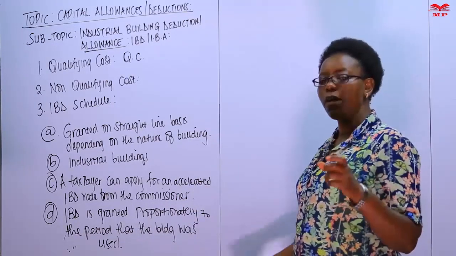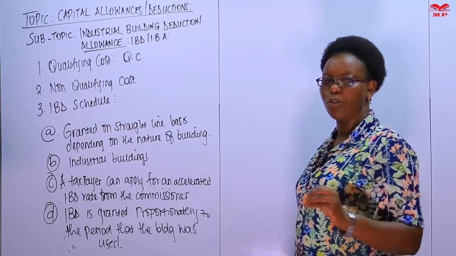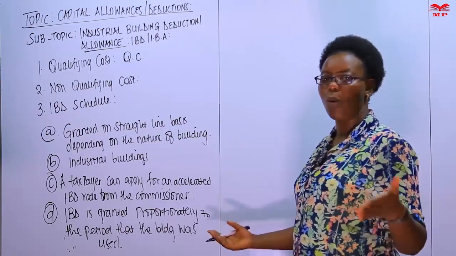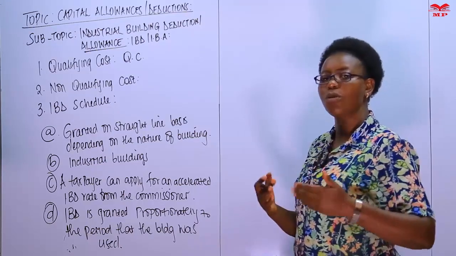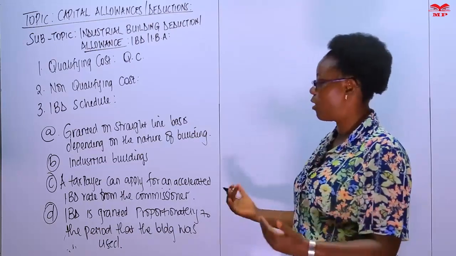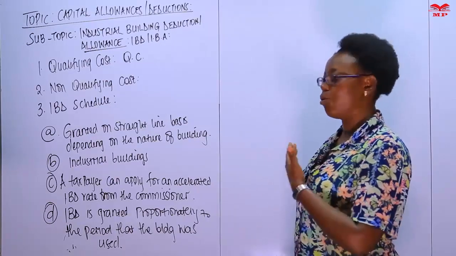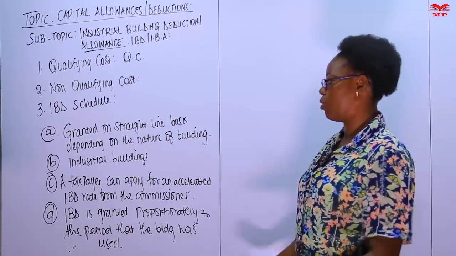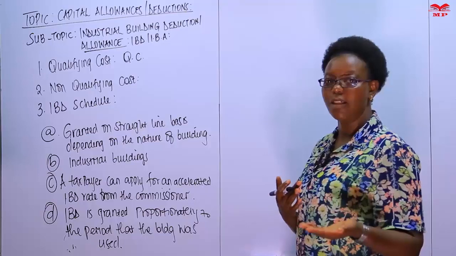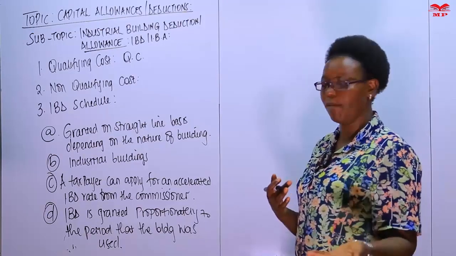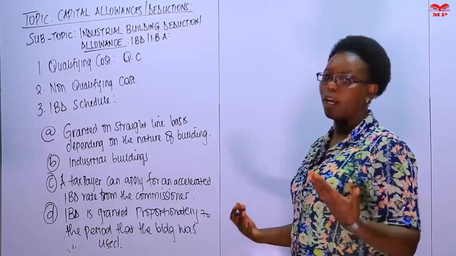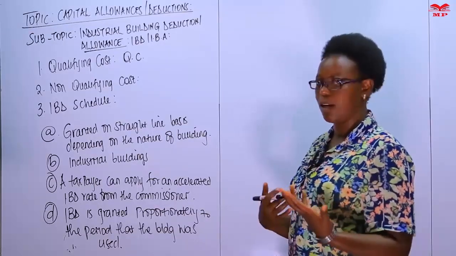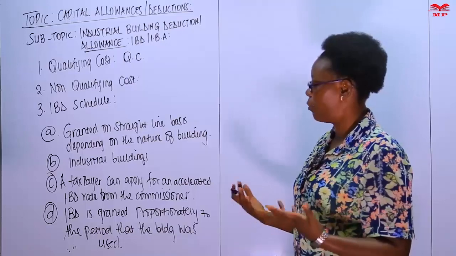That is, if you find that the rate that is given by the commissioner is slower than the rate at which you anticipate your building to lose value, then you request the commissioner in writing to grant you a faster rate. And the commissioner will normally, after looking at the grounds or the reasons that you have given, allow you or disallow you and give his own reasons. And then you can arrive at an agreed period.